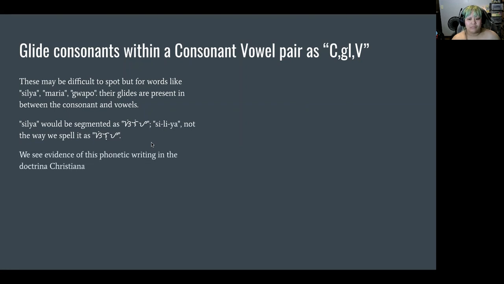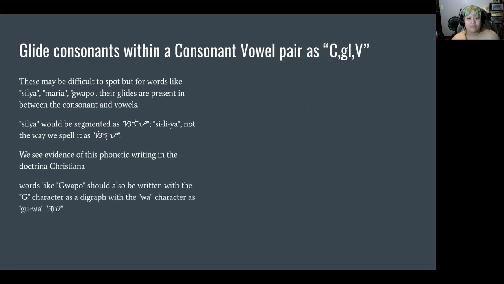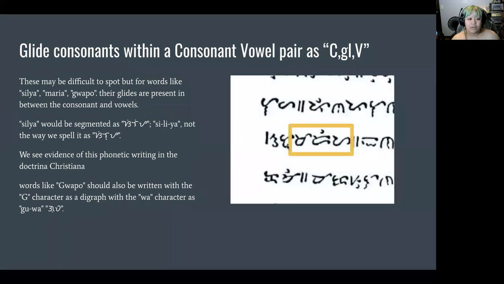We see evidence of this in the phonetic writing in the Doctrina Cristiana. Some words like guapo would be written with the Ga character as a digraph with a Wa. So gu-wa. Here's an example of evidence from the Doctrina Cristiana. This is the word Maria. We have the ma, and then we have the da with a tuldok on the top to signify an e sound, and then a ya at the end to signify the glide.